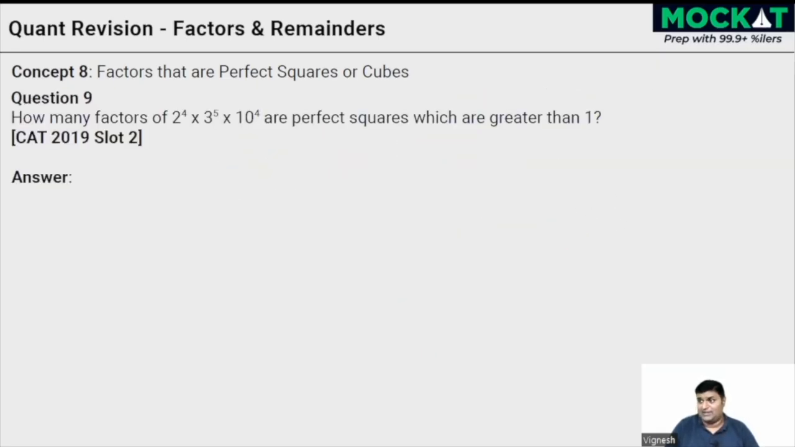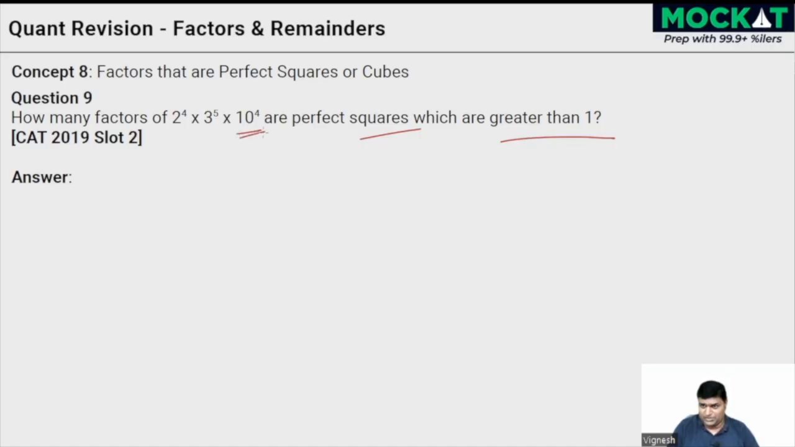Now, around this, a CAT question turned up, right? 2019, slot 2. How many factors of 2 power 4 into 3 power 5 into 10 power 4 are perfect squares which are greater than 1? Trap was laid over here, right? Now I want perfect squares, okay? So the concept is prime square whole power whatever.